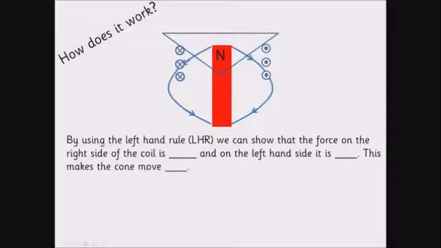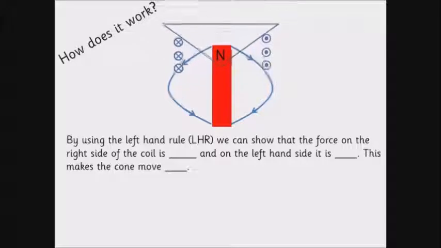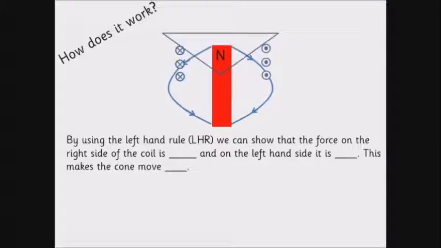Now by using the left hand rule, we can show that the force on the right hand side of the coil, so this side of the coil with the current coming towards you, is in a particular direction, and the force on the left hand side of the coil, these crosses where it's going away from you, is in the opposite direction, and this makes the cone move. So this is what's happening. Okay, that cone moves upwards, and this is because there is a force on that wire.